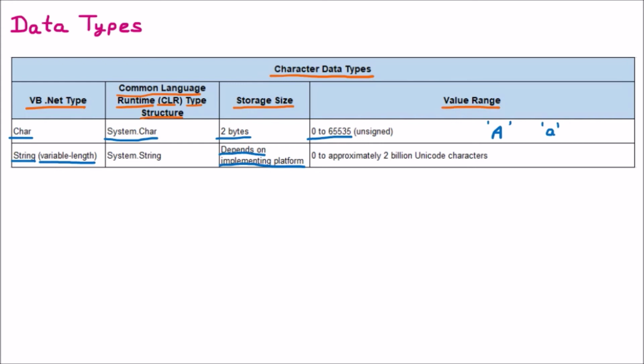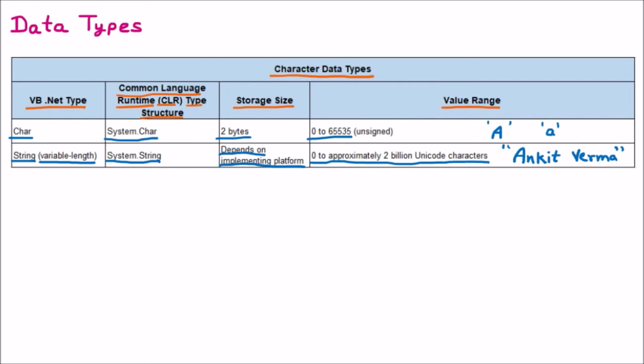A string is some combination of characters, and even the spaces are included. If I take multiple characters together, they are represented in double quotes. So this is the string, which is of variable length, so no size is defined, and it is stored as System.String. It will start from 0 and go approximately to 2 billion Unicode characters. This is an approximate number, and it can even cross that. So this is the character data type, where we have the character, meaning a single alphabet, and the string, which means a combination of alphabets.